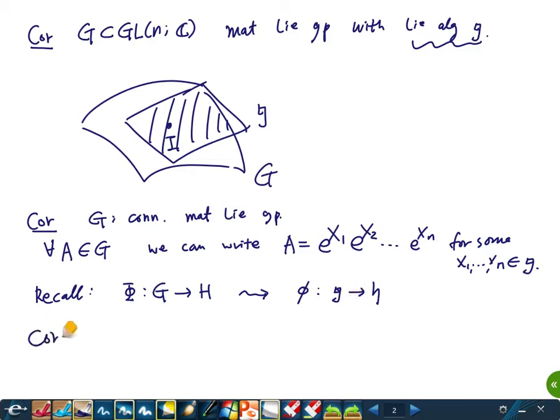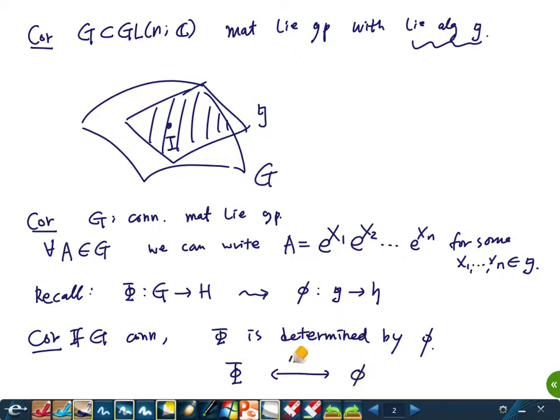However, if G is connected, then they are one-to-one. Capital Phi is determined by little phi. That means there is a one-to-one correspondence. So if you understand Lie algebra homomorphisms, then you can understand Lie group homomorphisms and vice versa. If G is connected, studying Lie algebra homomorphisms is more or less the same as studying Lie group homomorphisms.